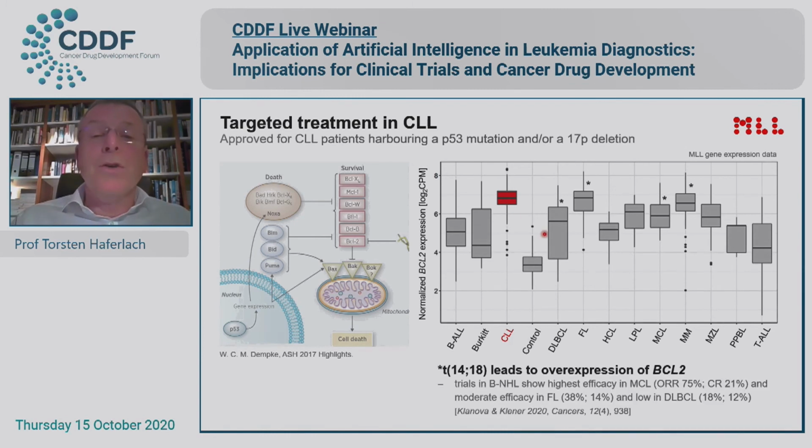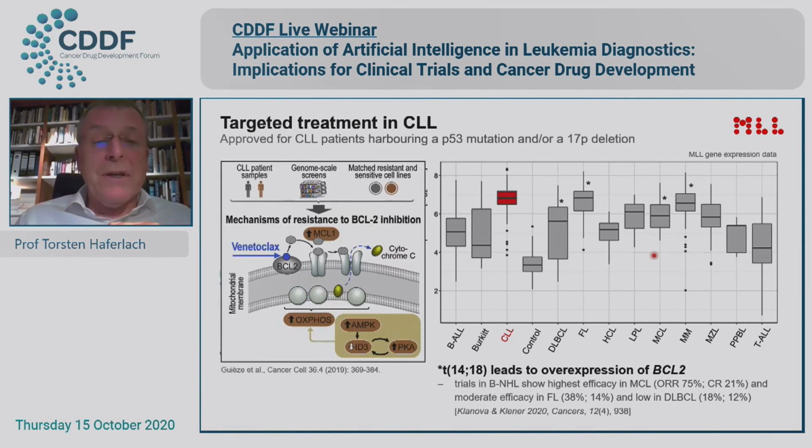And in addition, you also can see that other diseases like diffuse large B-cell or follicular lymphoma or mantle cell lymphoma, they also demonstrate an overexpression of BCL2 in the respective genome used in the transcriptome. So that demonstrates that things we know already can be reproduced in our transcriptomes from all these cases we investigated in the last 2.5 years.